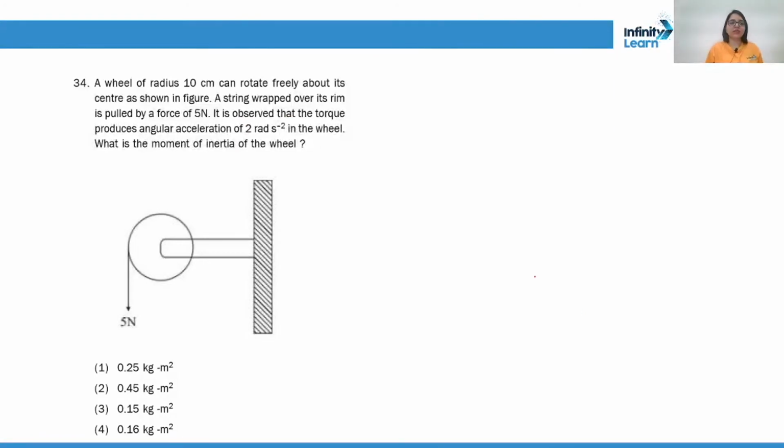Question number 34. A wheel of radius 10 centimeter can rotate freely about its center as shown in the figure.